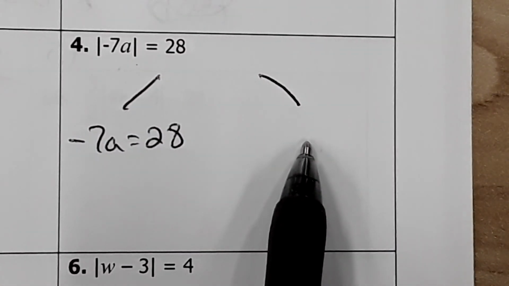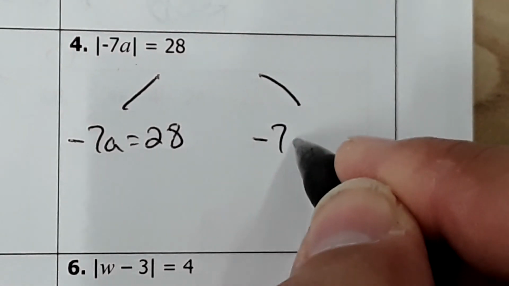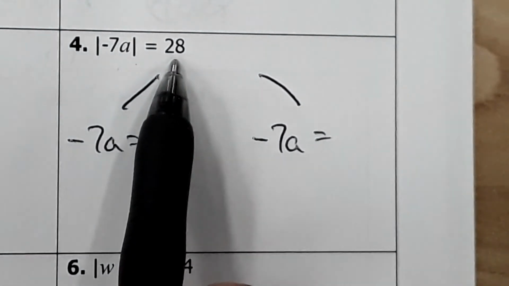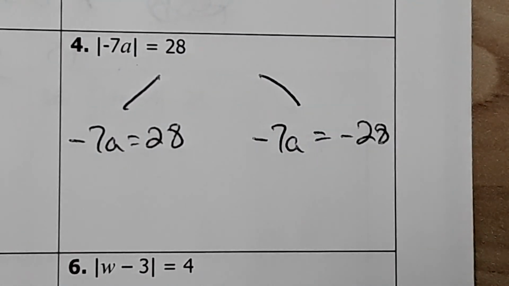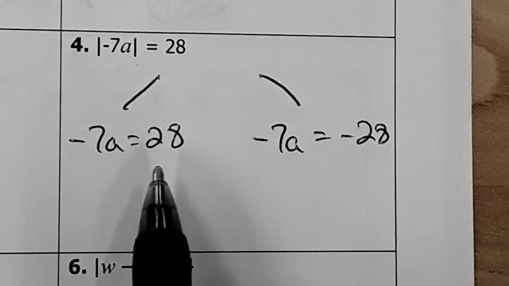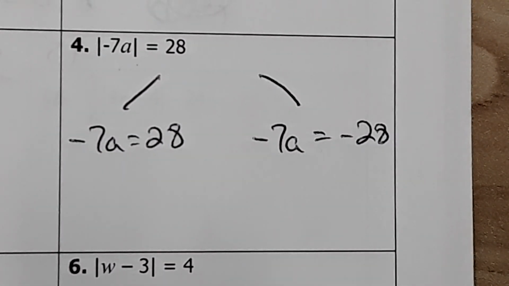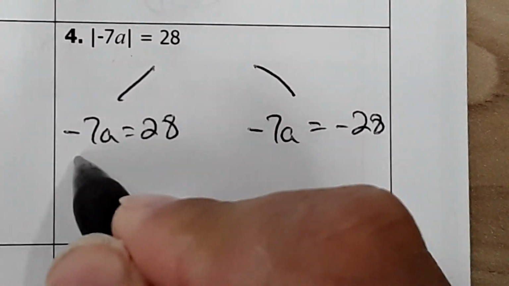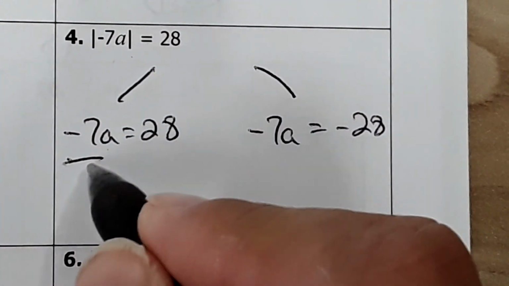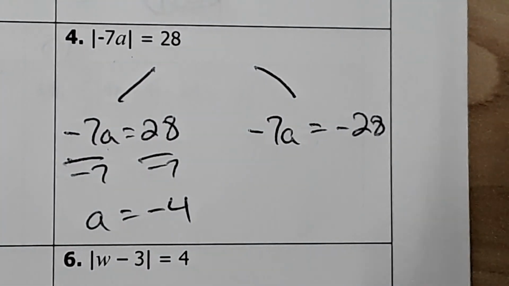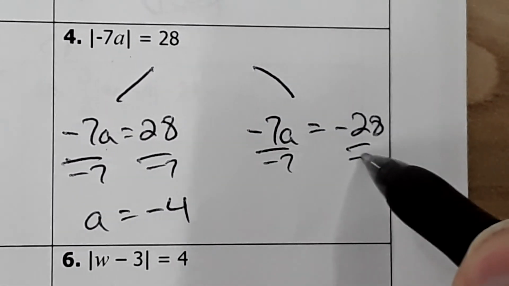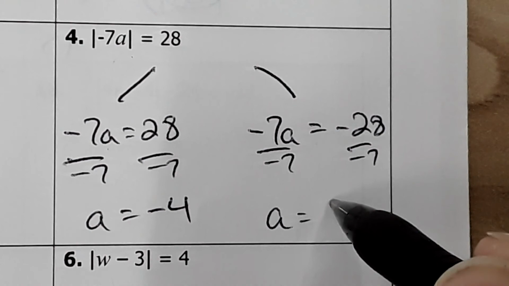So the second way is I'm going to drop the absolute value bars, but I'm going to make this number on the other side negative. And now I'm going to solve both of these and figure out what the answers are. So undoing the multiplication, I would divide by negative 7, and I get a equals negative 4. Here I would divide by negative 7, and I get a equals positive 4.